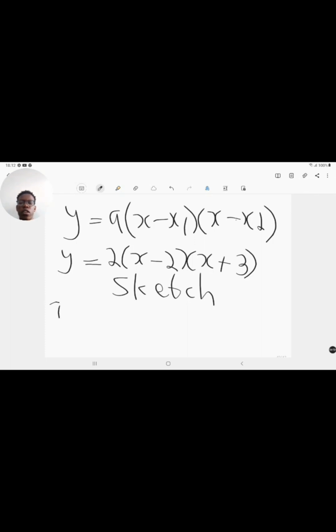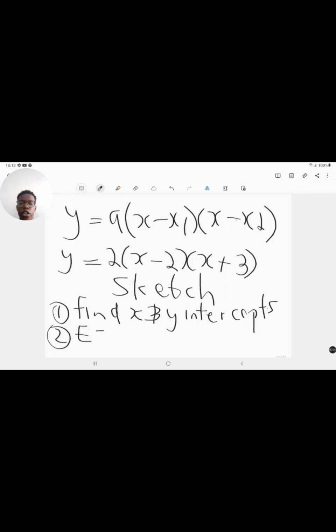Remember what the steps for sketching are. The steps for sketching are: you find your x and y intercepts. I covered this in a previous video. Then after finding your x and y intercepts, you establish the shape and direction of your graph. You can look at a previous video to see these steps.